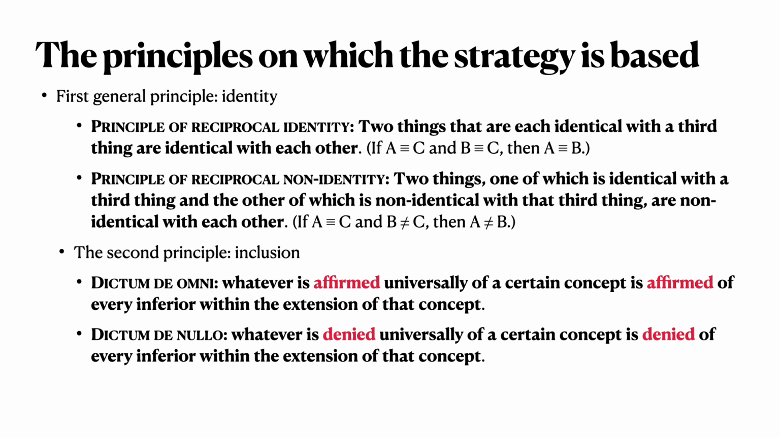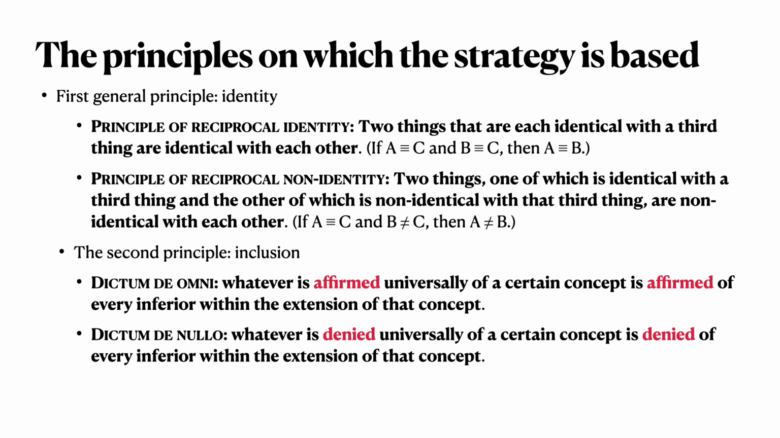The dictum de nullo: whatever is denied universally of a certain concept is denied of every inferior within the extension of that concept. If no fish live in trees, then Nemo does not live in a tree. If all men are mortal, Socrates is mortal. If no fish live in trees, Nemo does not live in a tree. This is, again, pretty obvious once we've studied subalternates.